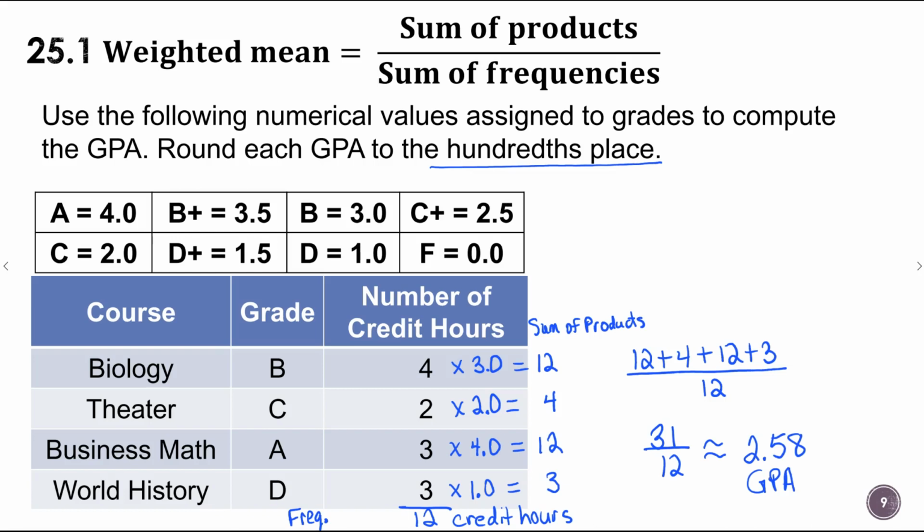So 31 is your total, right? That's when I added up the sum of my products. I guess I shouldn't say the sum of the products right there because that's the 31, but we're going to add these up, right? The 12, 4, 12, and 3, and that's how we figure our GPA.